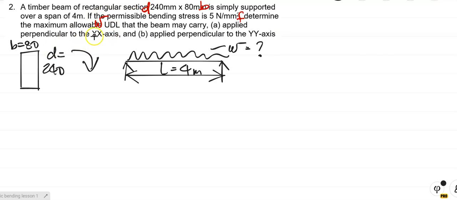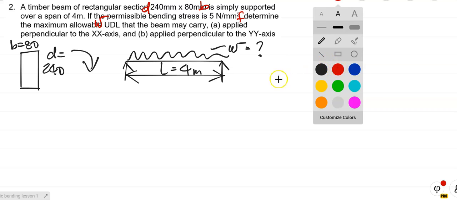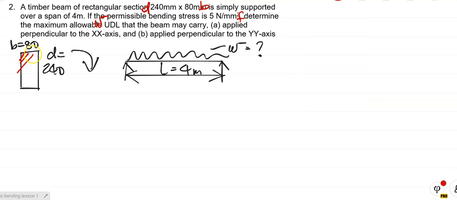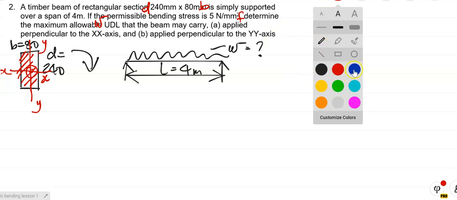Okay, so a timber beam of rectangular section, there's the dimensions over there as I gave to you. And of course there's the y-axis and there's the x-axis as always. There's its centroid. So say the beam is placed this way, with F being that, determine the maximum allowable UDL. Right, so let's see.